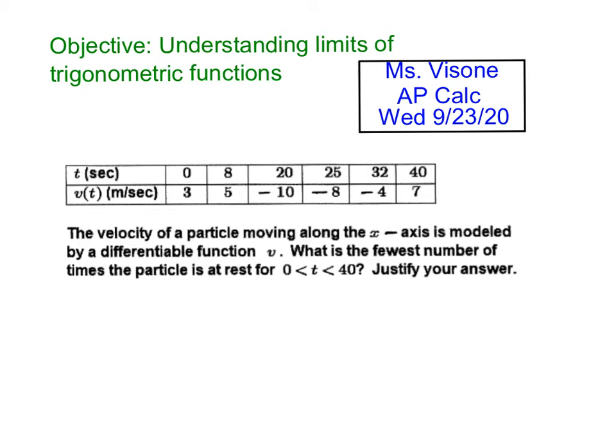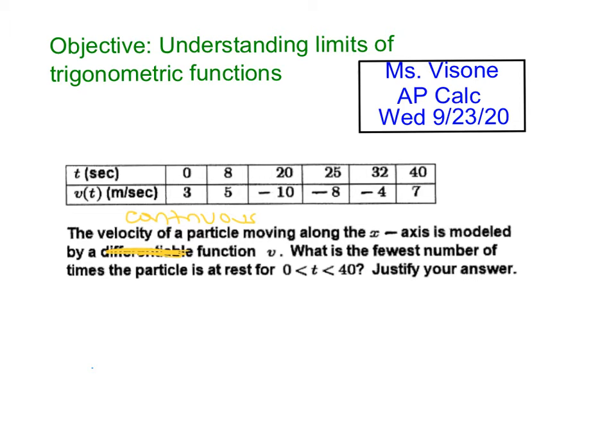The velocity of a particle that moves along the x-axis is modeled by a differential equation. So think of this as continuous. What is the fewest number of times the particle is at rest from 0 to 40? So how many times does it have to?